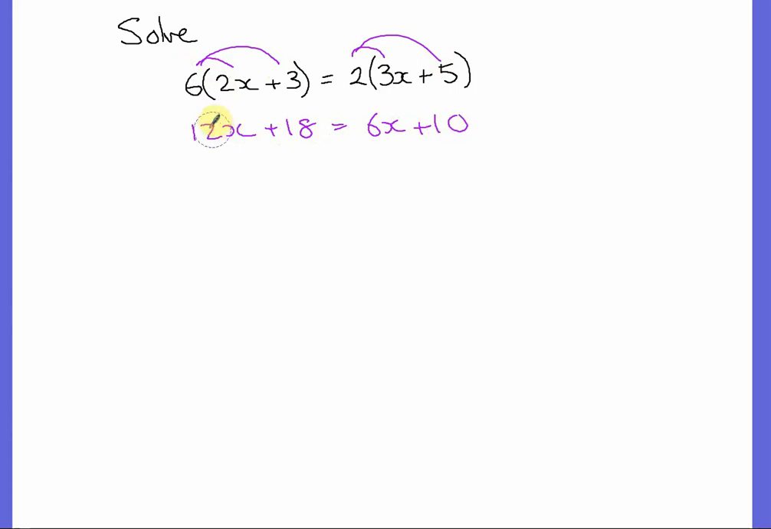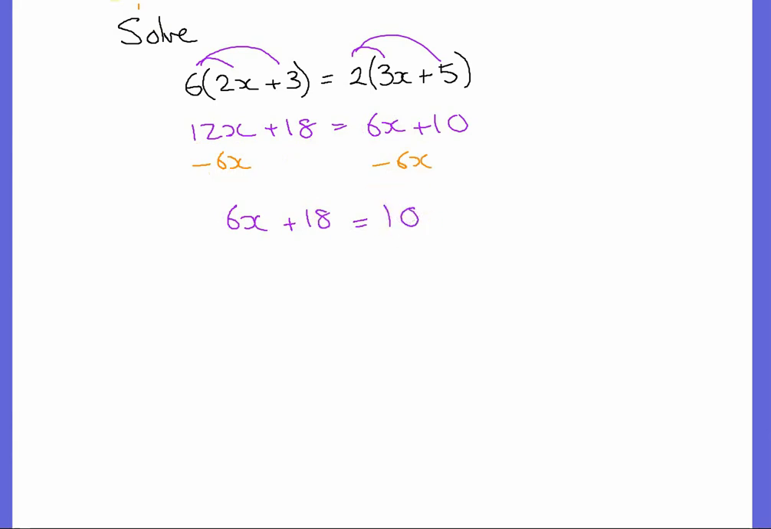Okay, the most x's are on the left, so we're going to keep them there. We need to get rid of this 6x over here, so that's minus 6x to both sides. Pop my equals in a line. 12x take away 6x, that's 6x. The 18 we're going to leave as it is, nothing's happening to it yet, and the same with the 10.